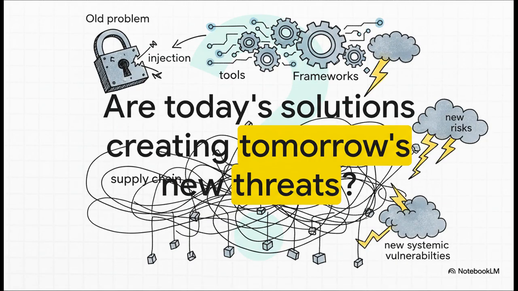Which leaves us with one last crucial thought. The decline of injection proves that we can solve old problems with better tools and smarter frameworks. But are those very solutions, our heavy reliance on complex frameworks and these vast, sprawling software supply chains, creating the brand new systemic risks we're seeing today? It really makes you wonder. As we solve the problems of today, what new vulnerabilities are we accidentally creating for tomorrow?